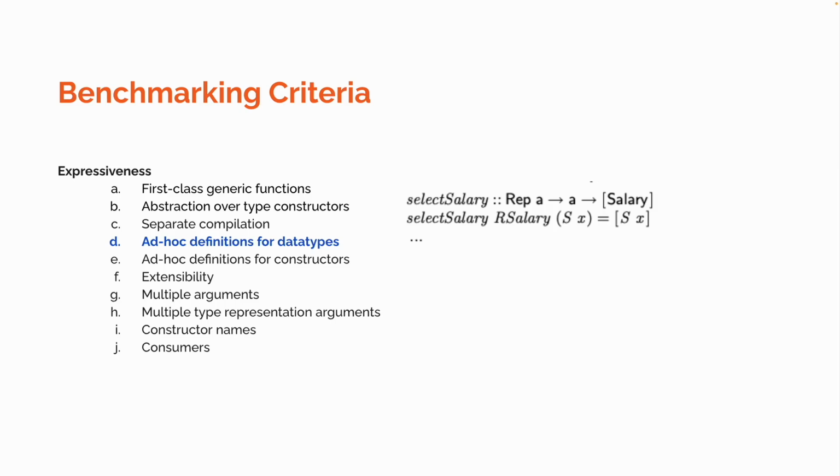The third point talks about ad hoc definitions for data types. So can a generic function contain specific behavior for a particular data type and let the remaining data types be handled generically? In this situation, ad hoc data type specific definitions are used instead of uniformly generic behavior. This is tested with the select salary function, which consists of cases that perform traversal of a data type, accumulating the values collected by salary ad hoc case.